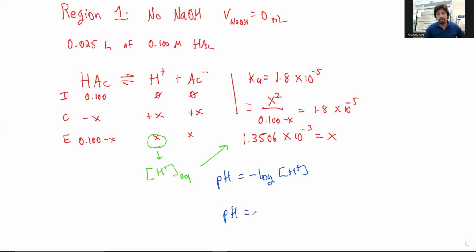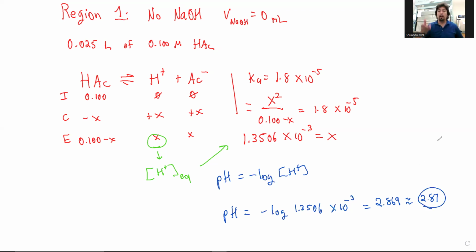So the pH for that is going to equal the negative log of 1.3506 times 10 to the minus 3, which is going to equal to, let's see, let me go back to the calculation. So negative log of 1.3506 times 10 to the minus 3, and that is going to be 2.869, very close to 2.87, but 2.869 or 2.87. And that is going to be the pH for region 1.